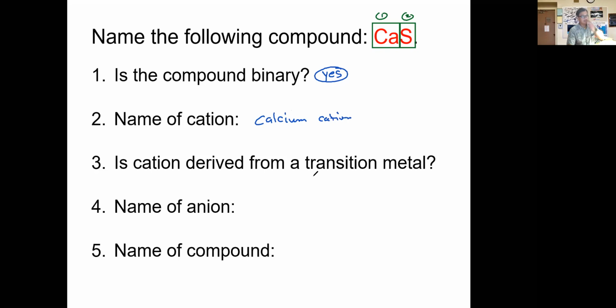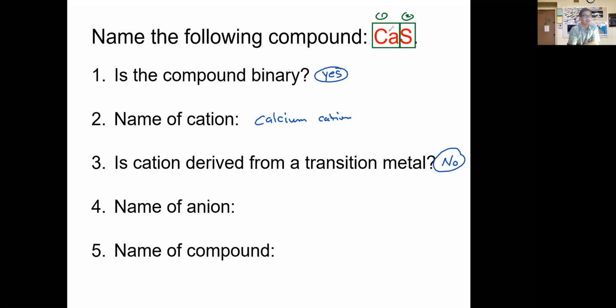Now, the next question is something we need to remember: with the transition metals, we have to have the Roman numeral in the name. If you notice here, this cation is not going to have the Roman numeral, so we don't need to include it in the name. Is it a transition metal? No, it's not a transition metal. We don't need to include the Roman numeral in the name of this compound. This calcium is a 2A metal. It's a representative metal.